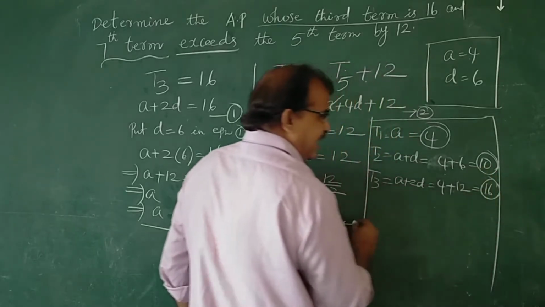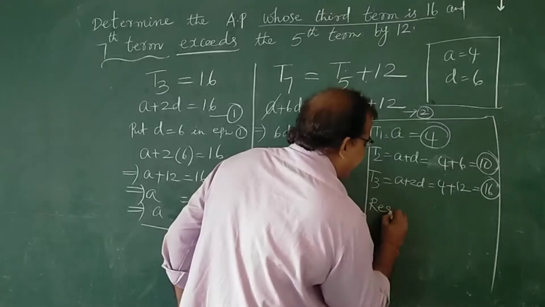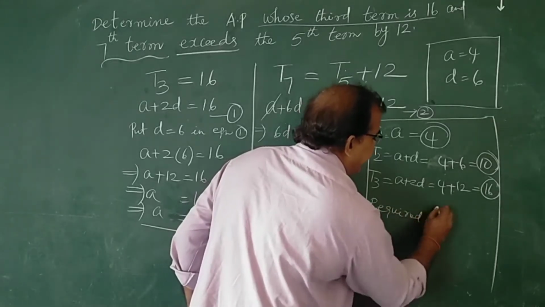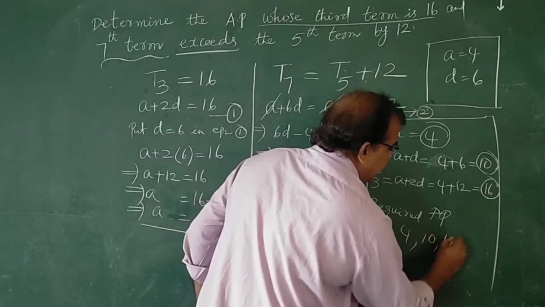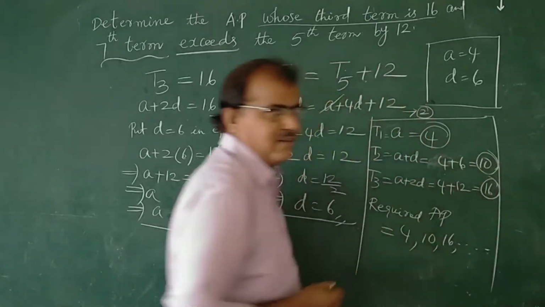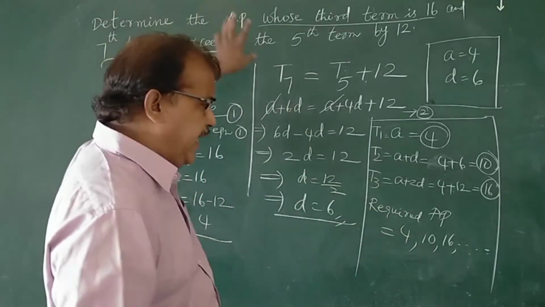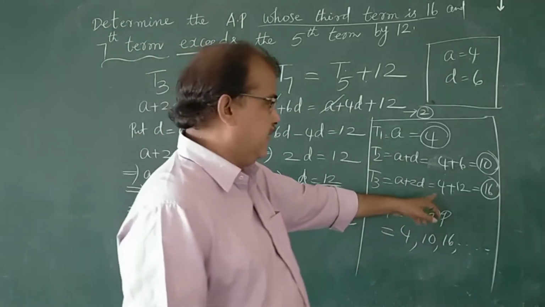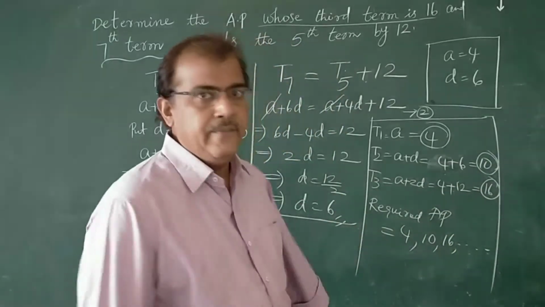So 3 terms are enough. We can write the required AP: 4, 10, 16, and so on. Determine AP, find AP, both are the same. I got 4, 10, 16. This is the first sum, a very very important model.